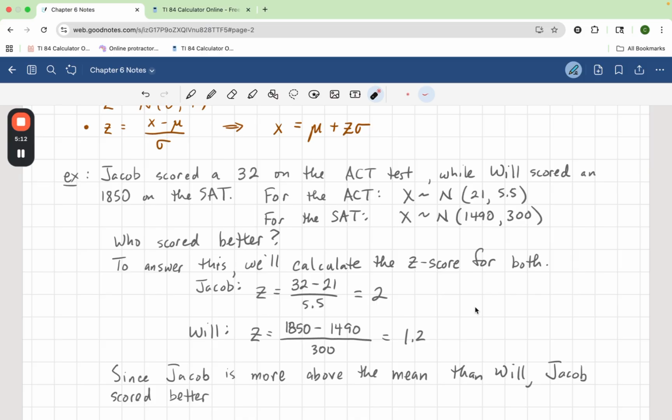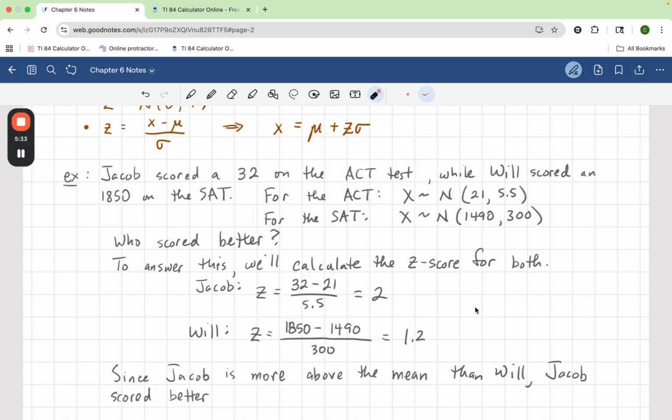And the SAT is normally distributed with a mean of 1490 and a standard deviation of 300. This is during those several years where the SAT was out of 2400. It's back to being out of 1600 now. All right, so who scored better? To answer this, we're going to calculate the z-score for both.